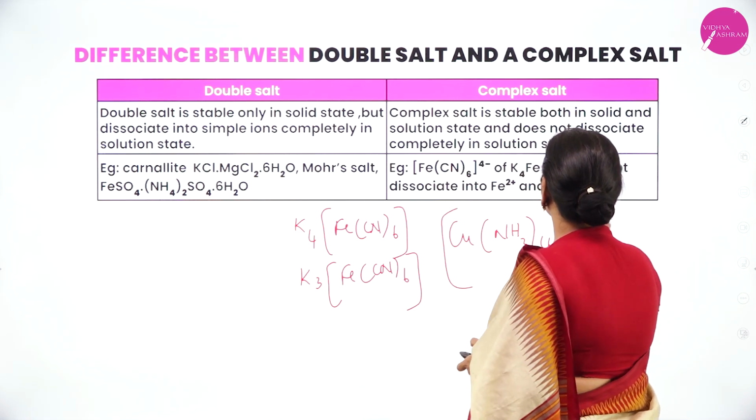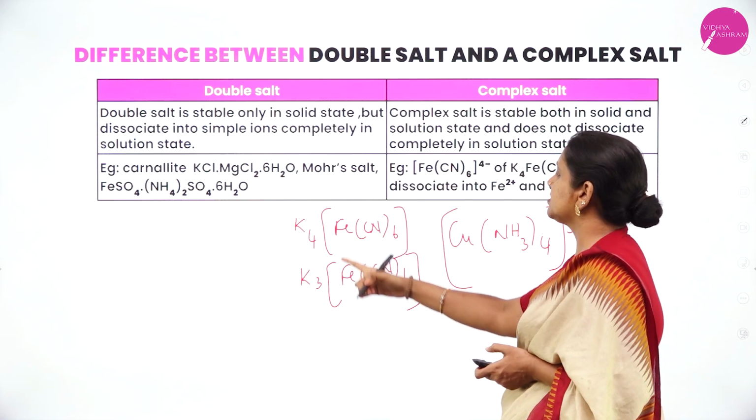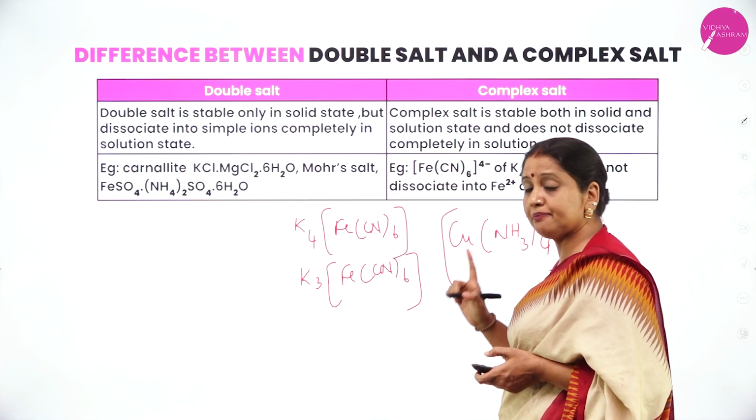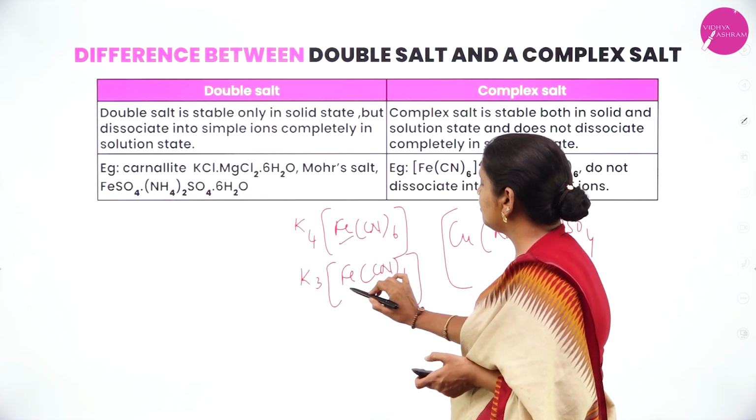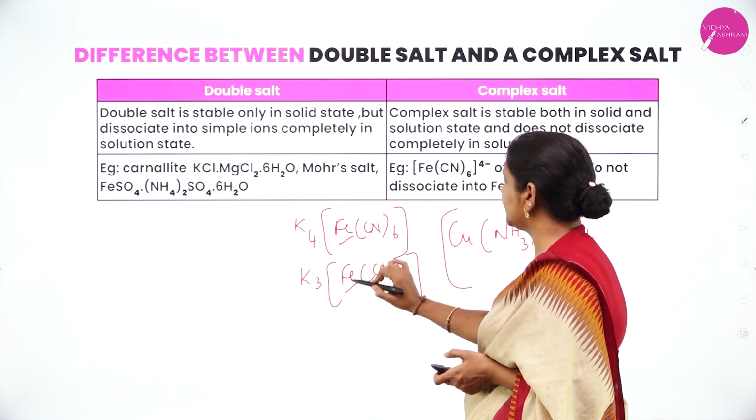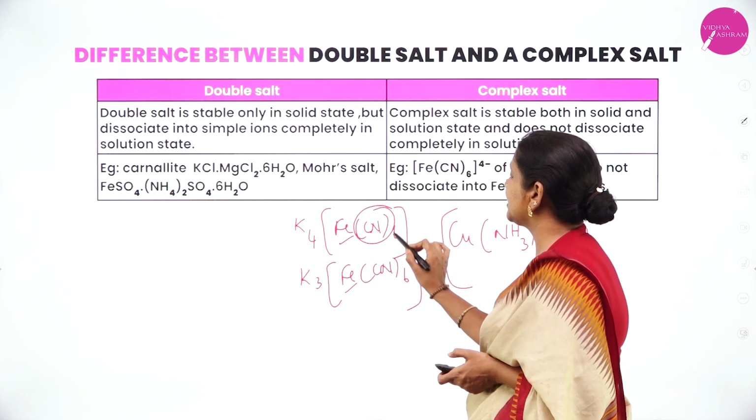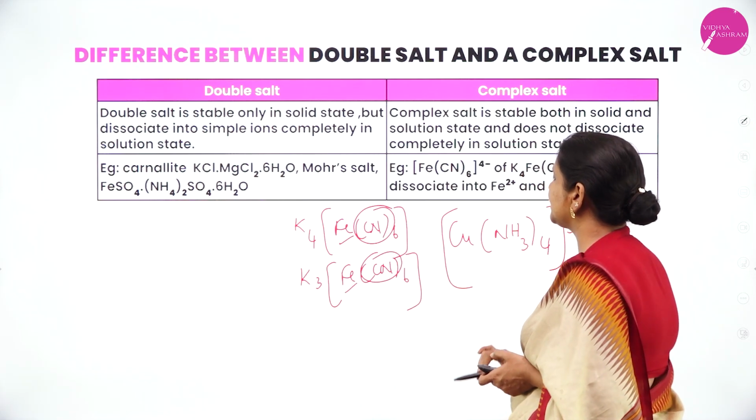Don't read it as copper; it is cuprammonium sulfate. These are all beautiful examples of coordination compounds. Here, in both cases, iron is considered the central metal atom. Here it is surrounded by 6 cyanide ions. Here also it is surrounded by 6 cyanide ions.